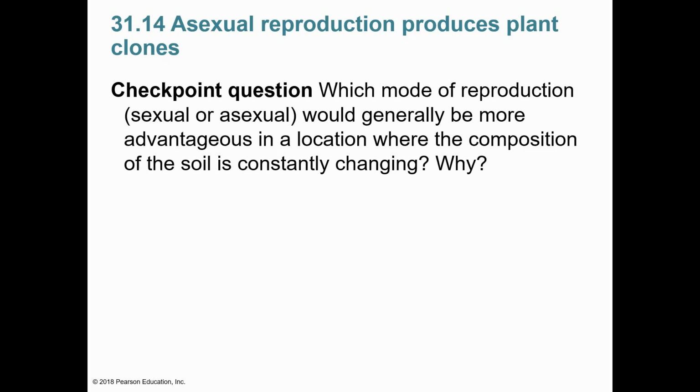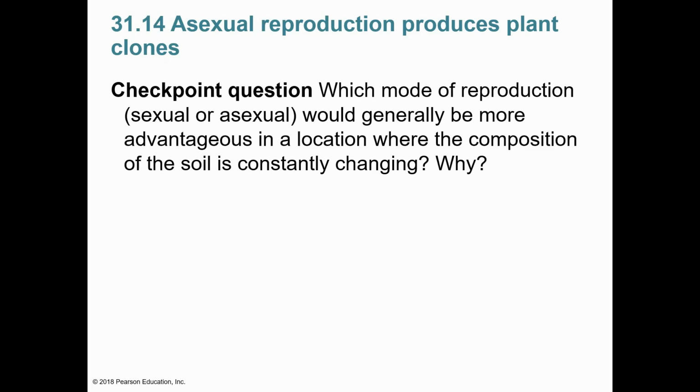So question here, which mode of reproduction, sexual or asexual, would generally be more advantageous in a location where the composition of the soil is constantly changing, and why? So this environment that they're giving us is a changing environment. The soil matter is always changing, going from different minerals to other minerals constantly. And so if you have plants reproducing, sexual reproduction is going to be the one that generates genetic diversity.